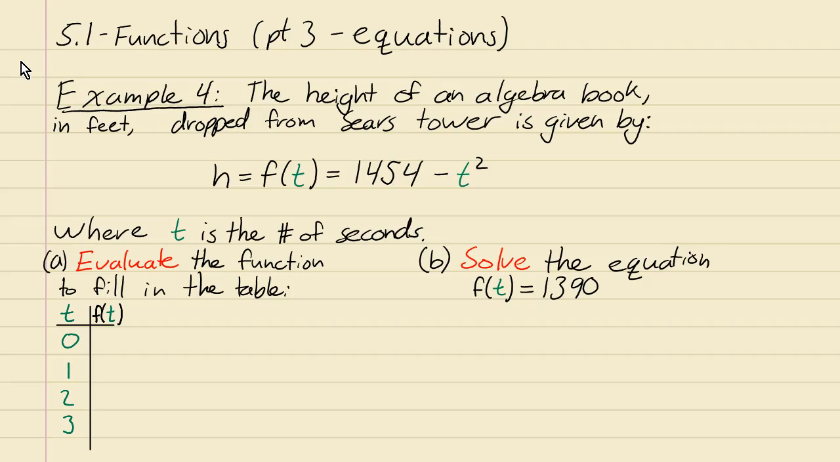Hello, let's look at more examples of using function notation. So here's a situation where an algebra book is dropped from the Sears Tower, and this function gives you the height. So we've got an extra thing before. Previously, we would have looked at this just like h equals 1454 minus t squared. And you would plug in values of t, the number of seconds, and get a corresponding value of h.